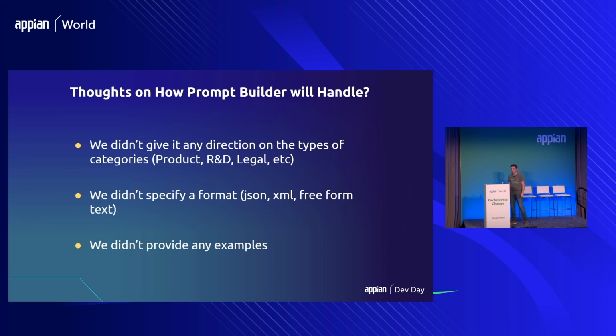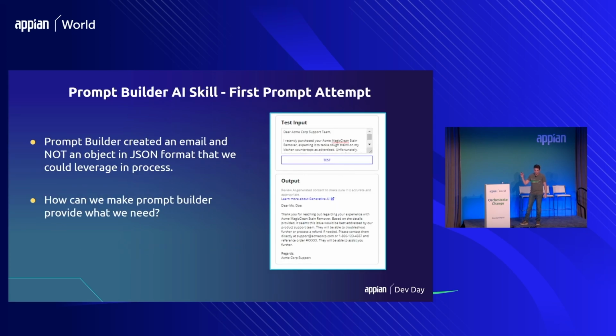So a couple of key things here. We didn't give it any direction, like we didn't tell it what types of categories there were. We didn't tell it anything about priority. We didn't specify a format. Is it XML? Is it JSON? We didn't give it examples, right? So we didn't give it the direction-based examples. We didn't give it the guidance-based examples. We're probably not going to get a great response here.